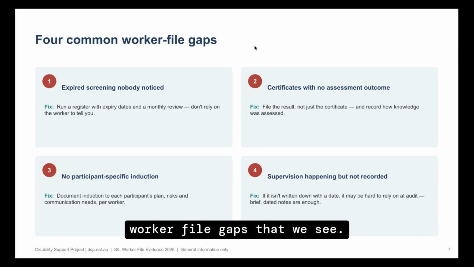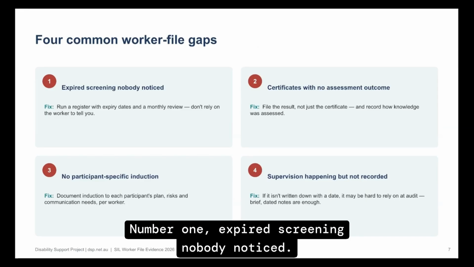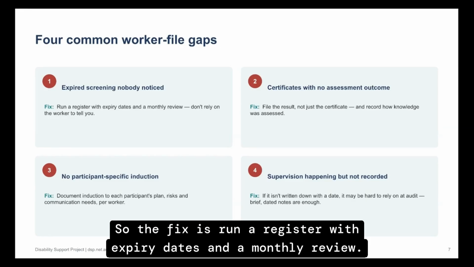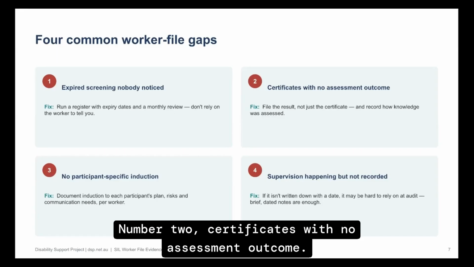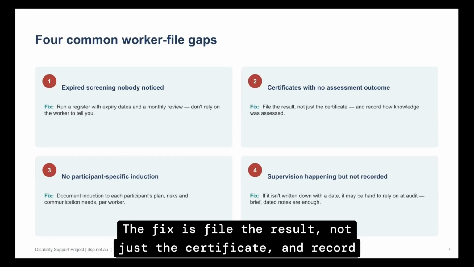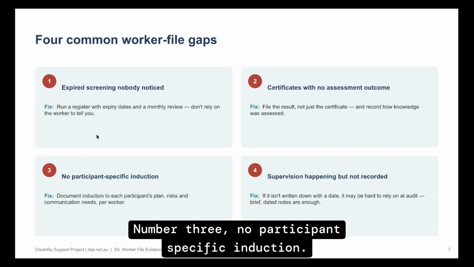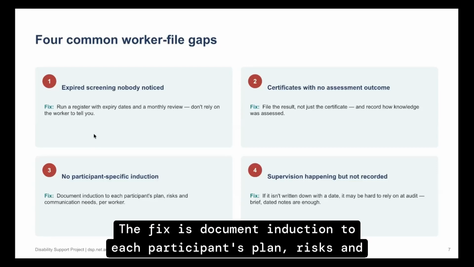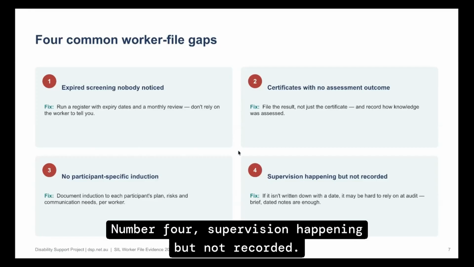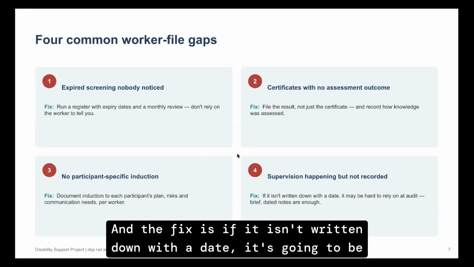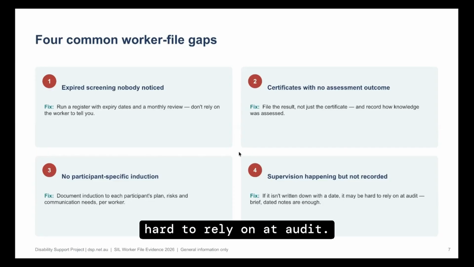Here are 4 common worker file gaps that we see. Number one, expired screening nobody noticed. The fix is run a register with expiry dates and a monthly review. Don't rely on the worker to tell you. Number two, certificates with no assessment outcome. The fix is file the result, not just the certificate, and record how knowledge was assessed. Number three, no participant-specific induction. The fix is document induction to each participant's plan, risks, and communication needs per worker. Number four, supervision happening but not recorded. And the fix is if it isn't written down with a date, it's going to be hard to rely on at audit. So brief, date, notes are enough.